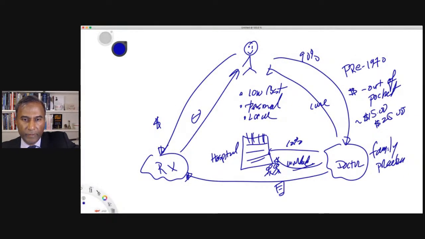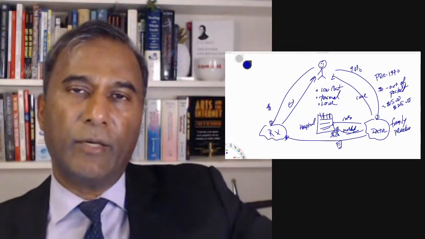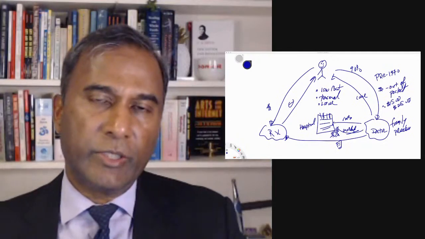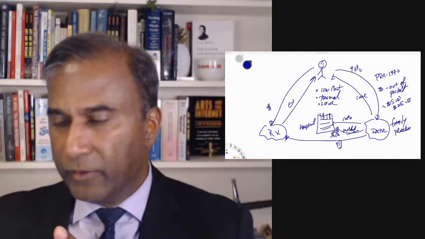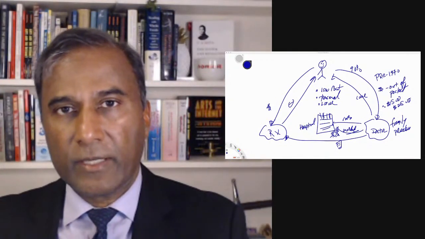And let me come back over here. So this was a very simple approach when life was simple. All right, so that's what you see. All right, very simple model. And again, the features of this system that we need to take away were you had a direct relationship with your doctor. 90% of the stuff was handled by your family practice doctor.